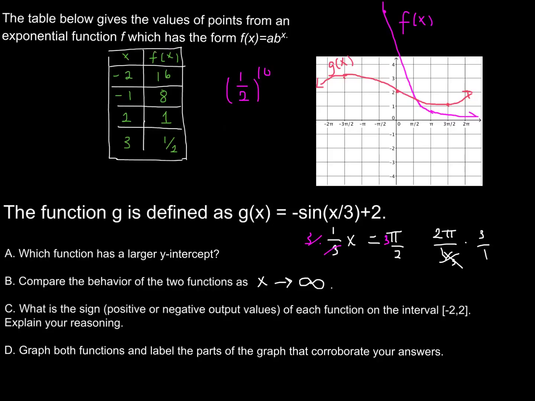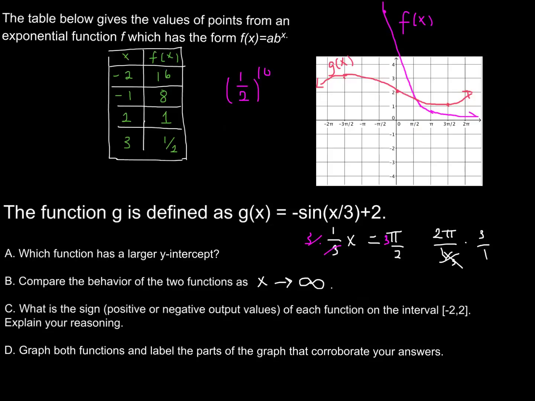Compare the behavior of the functions as x is approaching infinity. So as I scoot out further and further to the right, what's going to happen? Well, f of x is going to get smaller and smaller, but g of x is going to oscillate between 1 and 3, continuing on. It's going to continue its pattern. So you want to mention how one of them is just going to get smaller and smaller. It's going to approach its asymptote of 0, while the other one is going to keep working back and forth.